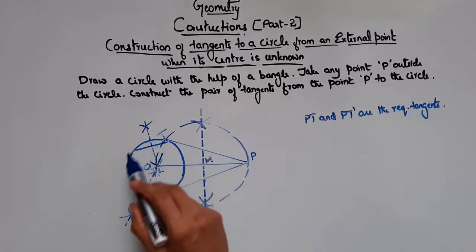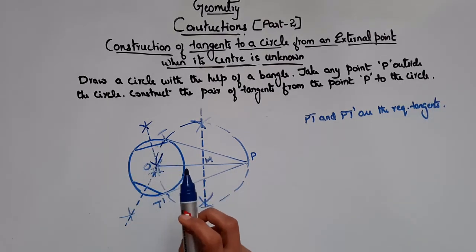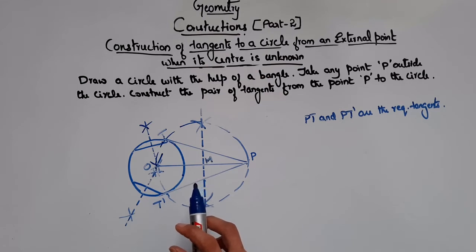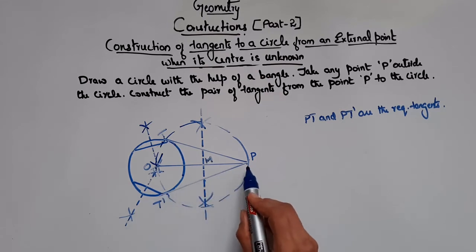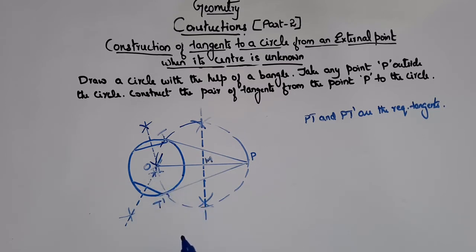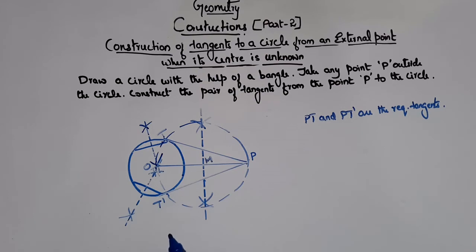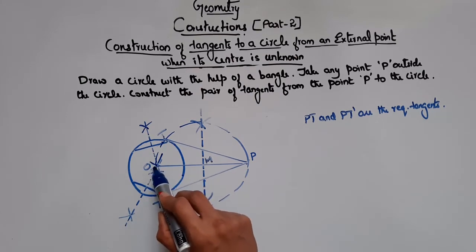So I repeat, first you will draw a circle by using bangle, or taking any radius, we'll draw a circle pretending there is no center. Now you have to take a point outside the circle. So first our aim is to find the center of the circle. For that you will draw two chords on the circle, any two chords. Then you have to find the perpendicular bisector of those two chords. The point of intersection of those two lines will give you the center of the circle.